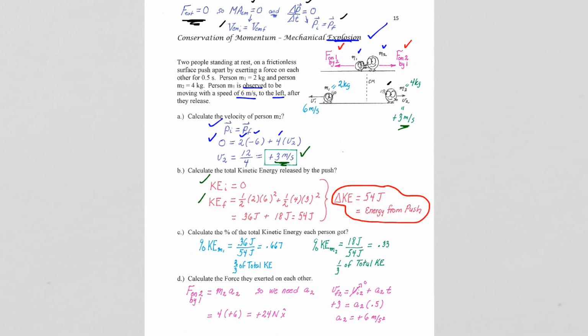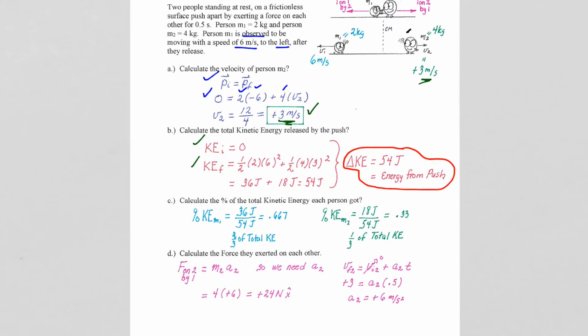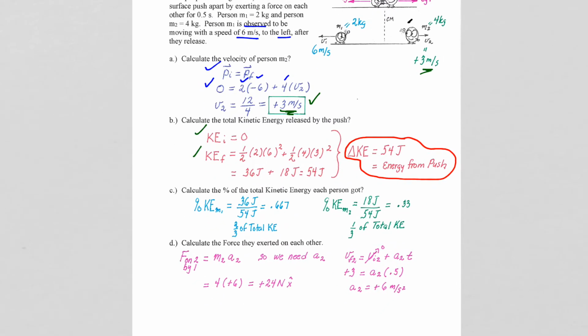Well, how much of that energy went into M1 and how much of that energy went into M2? Well, if we take the 1/2 mv squared from only M1, that's our 36 joules. 36 divided by 54 is 0.667. So 2/3 of the total kinetic energy actually went into the lighter particle. And that means then 1/3 of the total energy went into the heavier particle, because the heavier particle in this case was twice as heavy.